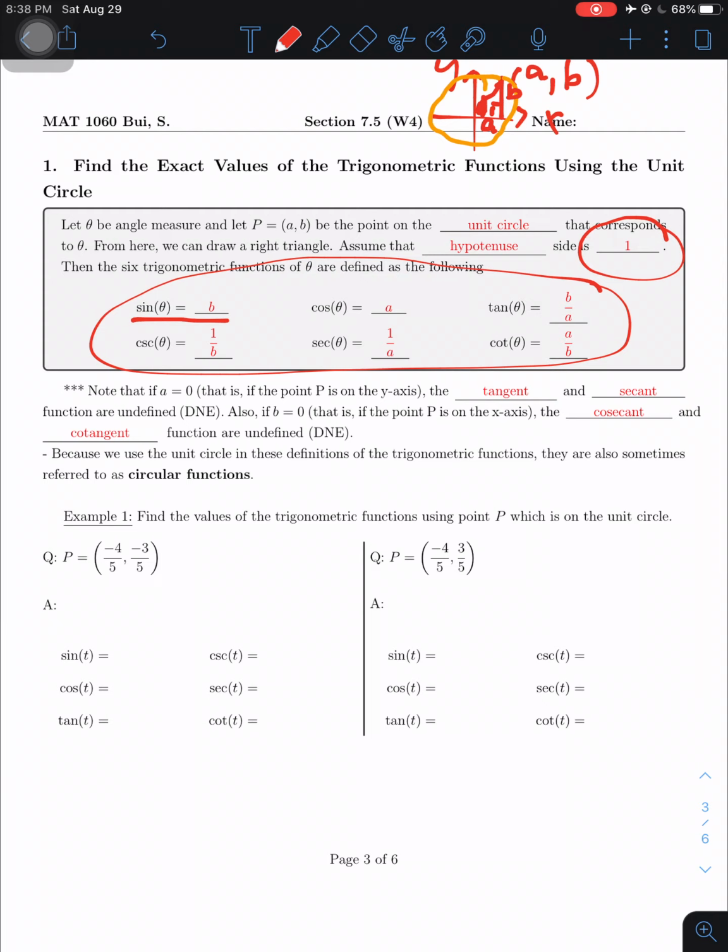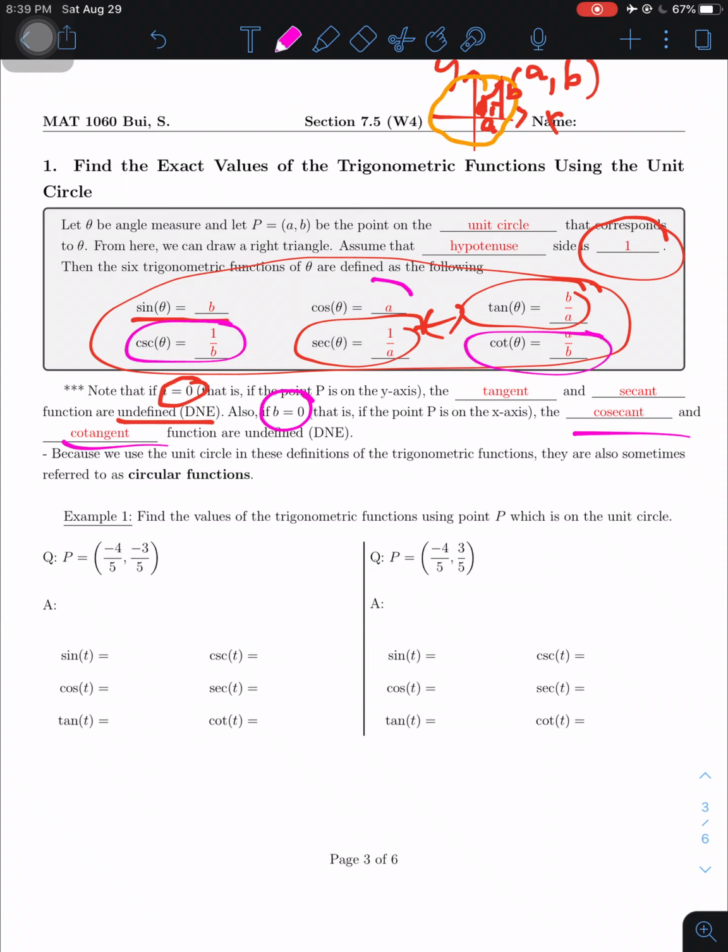For my personal tips, know that if a equals 0, that is, if the point P is on the y-axis, the tangent and the secant functions are undefined, okay? What does it mean? Well, as we can see here, if a equals 0, let's look at the tangent and the secant. For these two functions, since a is on the bottom, and we know we cannot divide anything by 0 because that would be undefined, that's why I have this tip here. And with the same logic, let me put it in pink: if b equals 0, let's look at cosecant and cotangent.